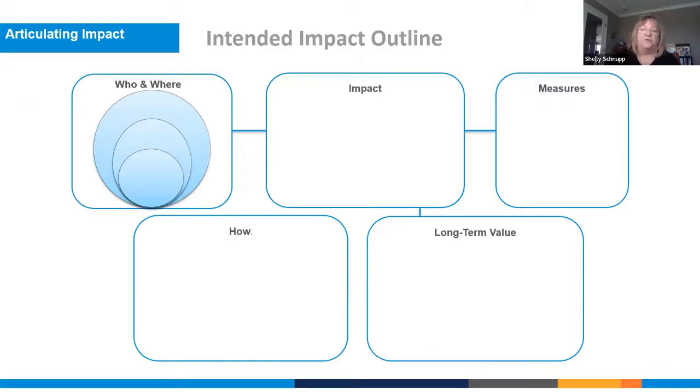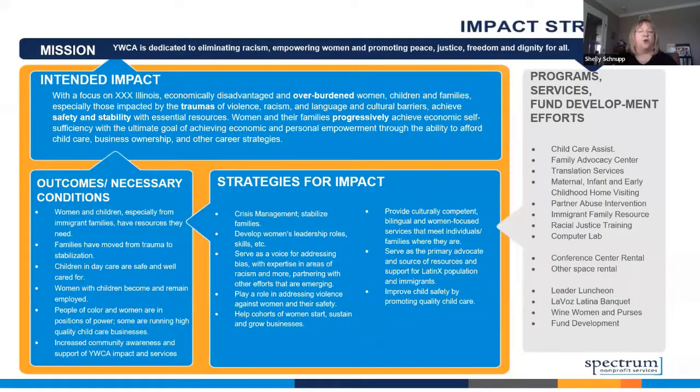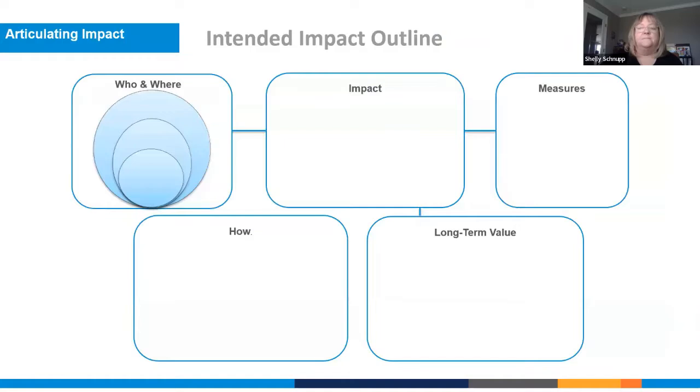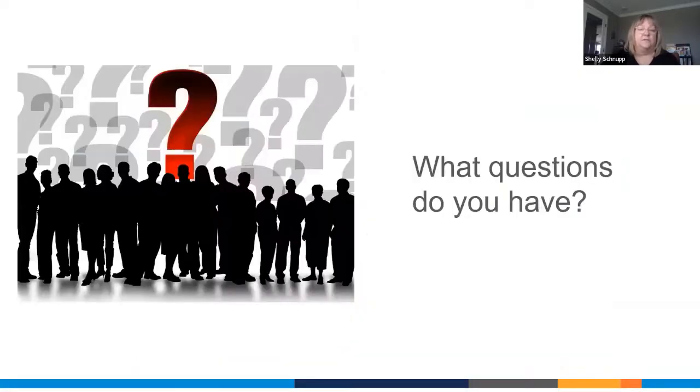Sometimes the impact strategy document, to just start with this, can be a little bit intimidating for organizations. But breaking it down this way can often be easier. So that's the impact strategy document.